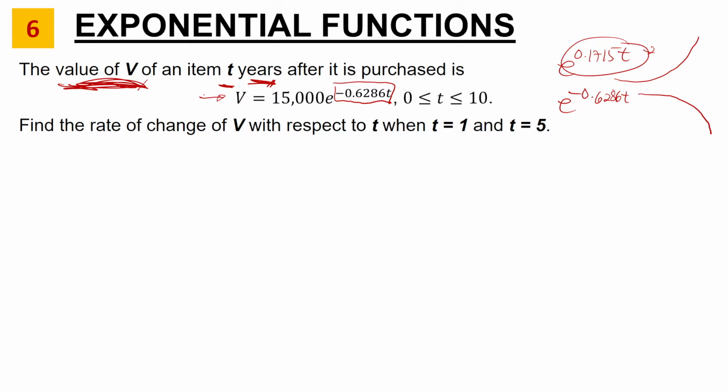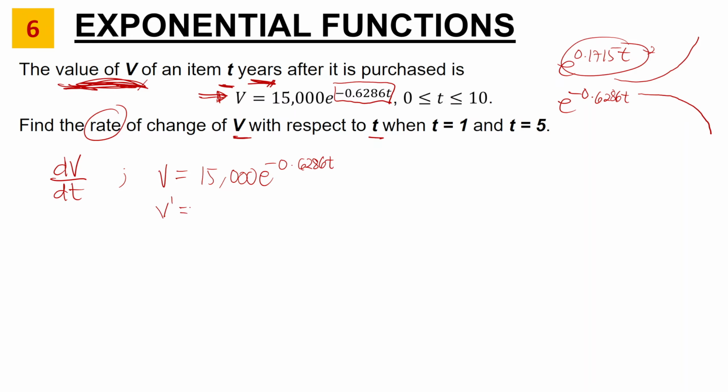So we have our function. This is our model. And we're asked to find the rate of change of v with respect to t. It means that we need to differentiate our v. V again is the value. So we have v is equal to 15,000 e raised to negative 0.6286t. And we just differentiate this one.